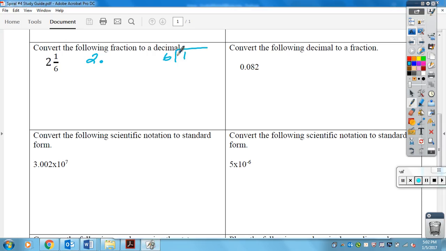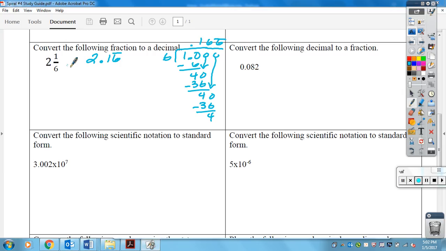1 on the inside, 6 on the outside. Does 6 go into 10? Yeah, it does. 1 time, that's 6, with 4 left over, 0 drops from underneath. Does 6 go into 40? Yep. 6 times is 36, with 4 left over, and again. If you notice, it's a repeating 6. It's 2.16 repeating could be your answer.